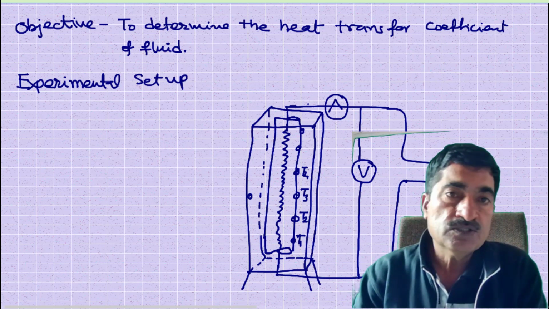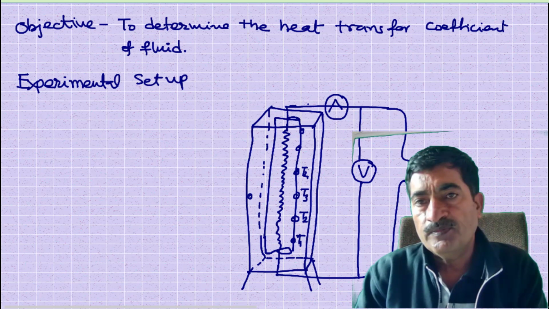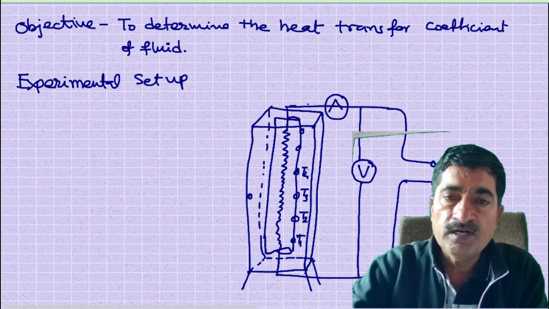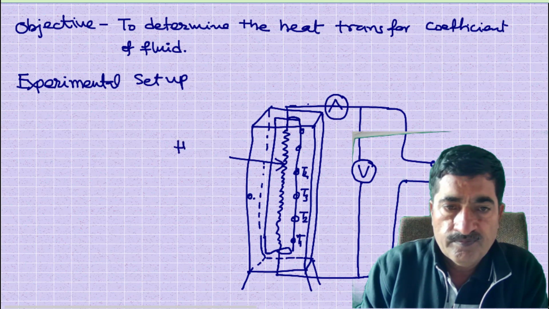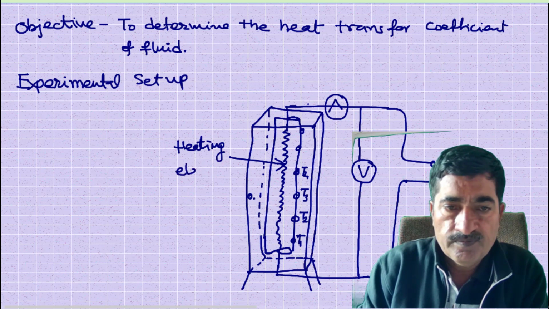The duct is open at the top and bottom, and an electric heating element is kept at the center of the vertical tube. This is the heating element.